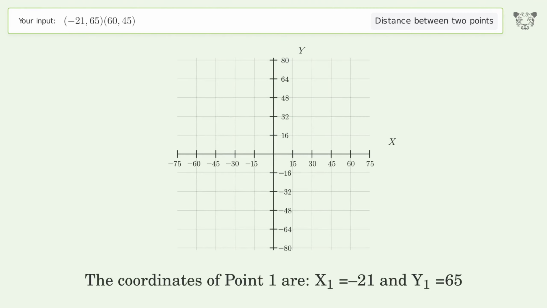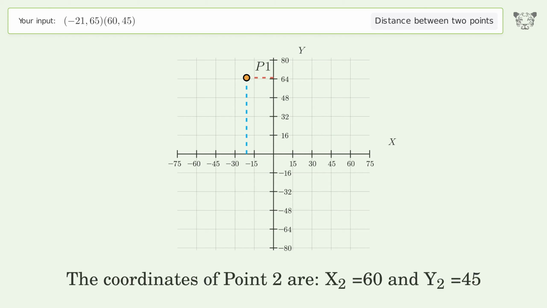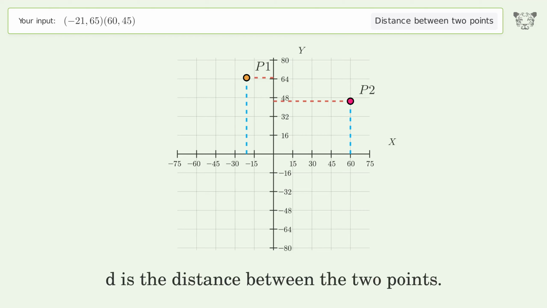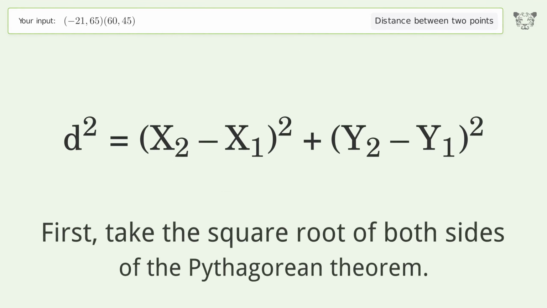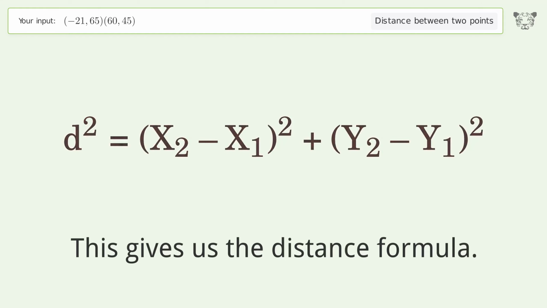The coordinates of point 1 are, x1 equals -21 and y1 equals 65. The coordinates of point 2 are, x2 equals 60 and y2 equals 45. D is the distance between the 2 points. First, take the square root of both sides of the Pythagorean theorem. This gives us the distance formula.